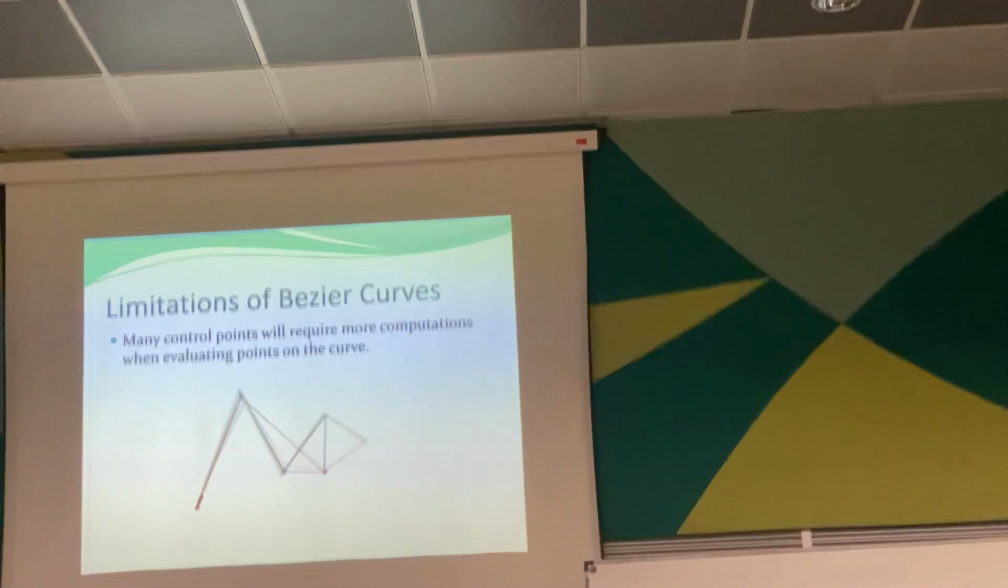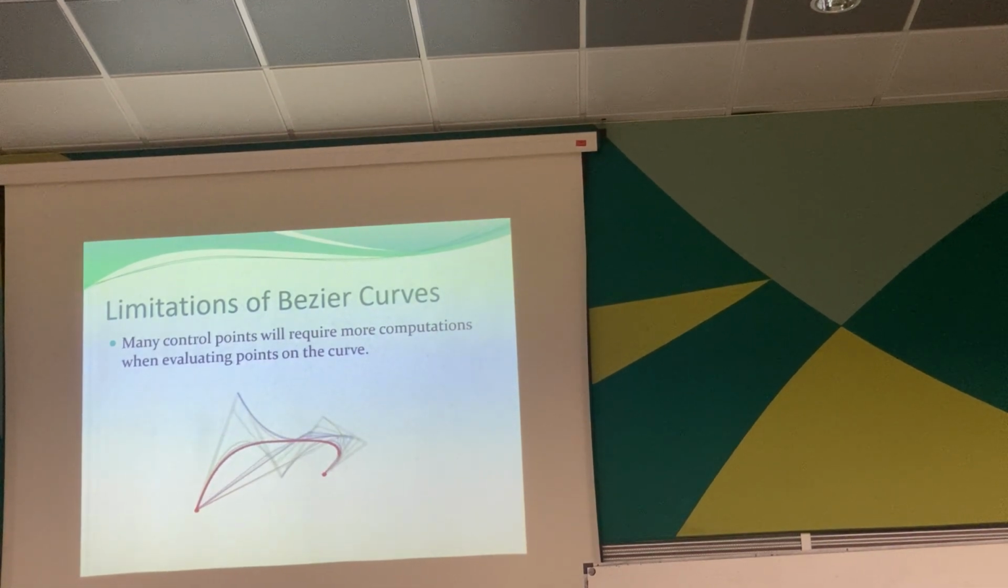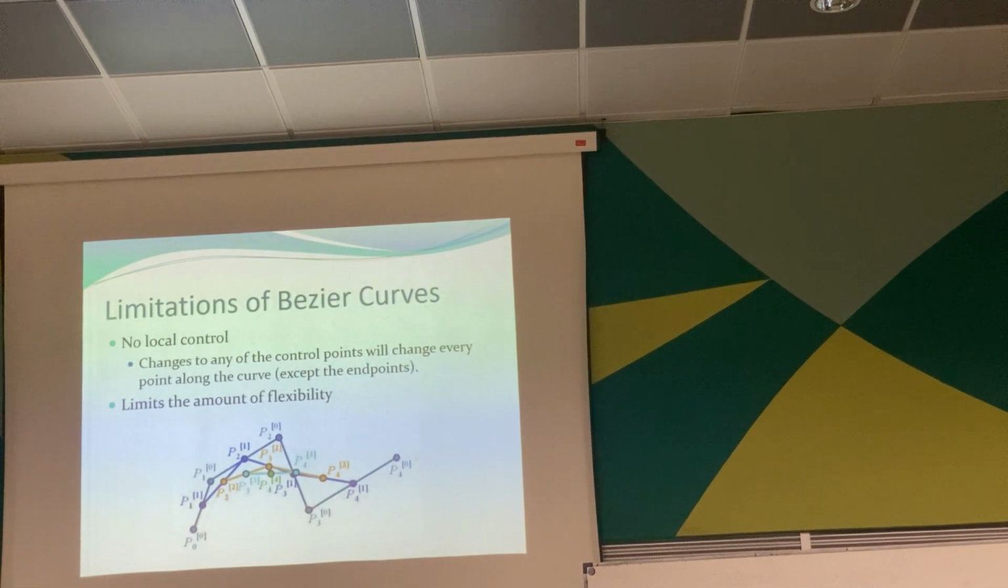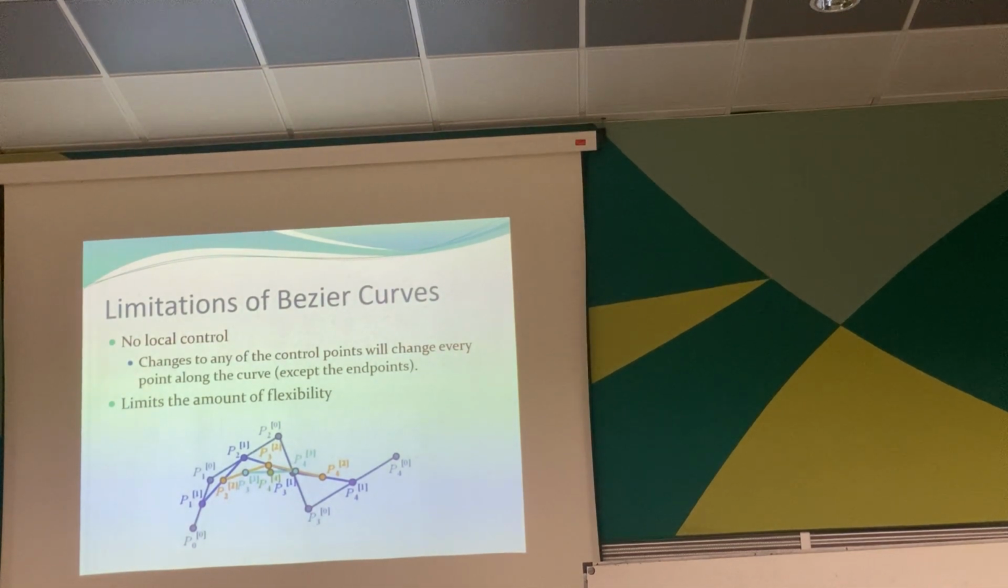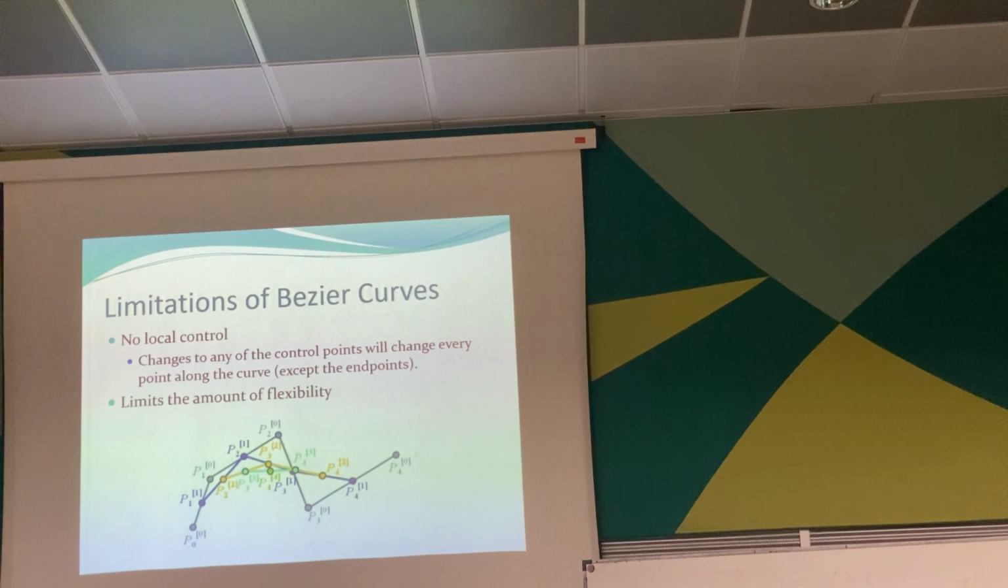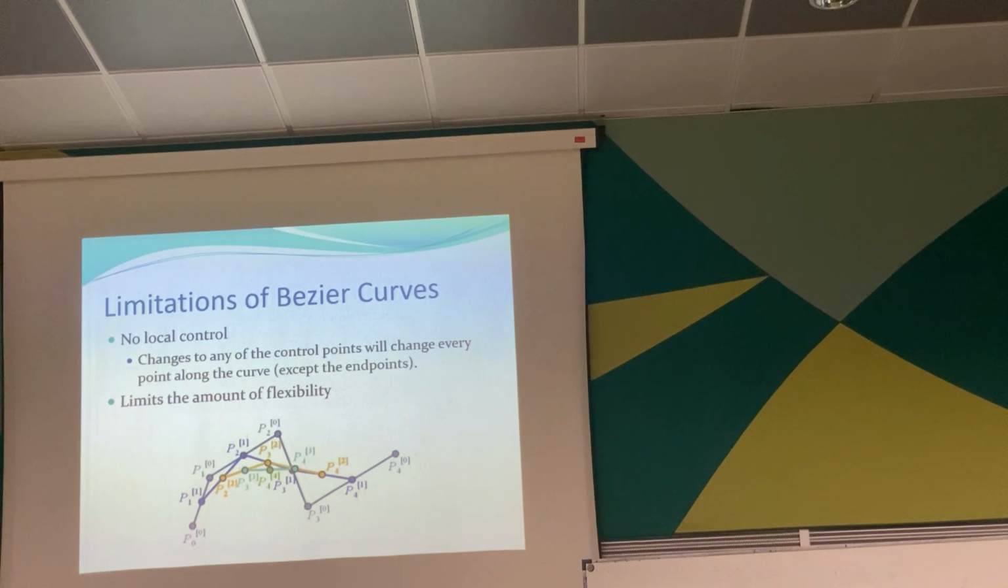The points become complex and there are a lot of calculations that you have to do in order to generate the curve. Another limitation of Bezier curve is no local control. It means that if you drag your control point there and change it, then your whole curve shape will be changed, except the endpoints. So why do you need to move the point? Because we need to do affine transformation. You need to do your TRS.